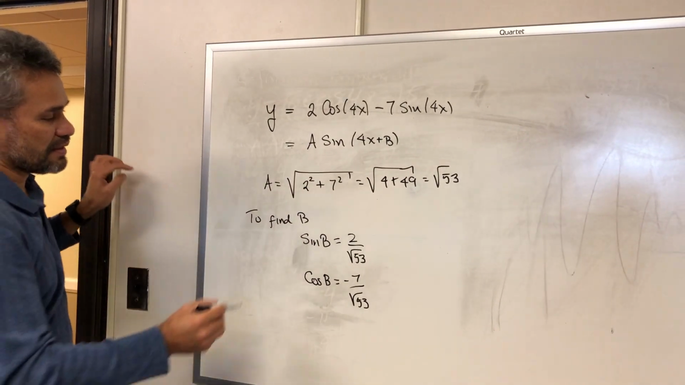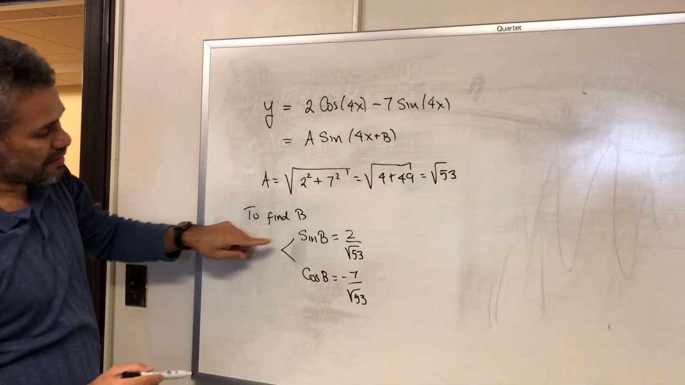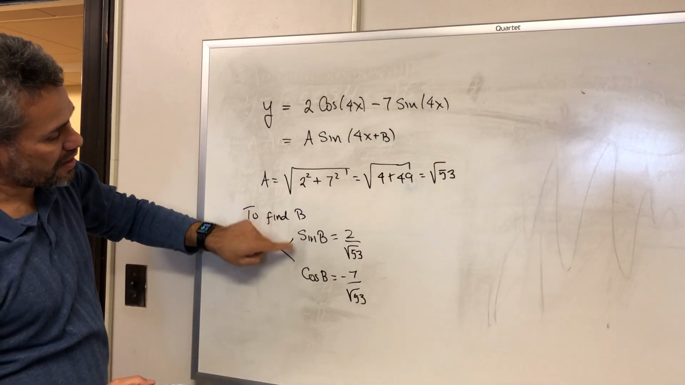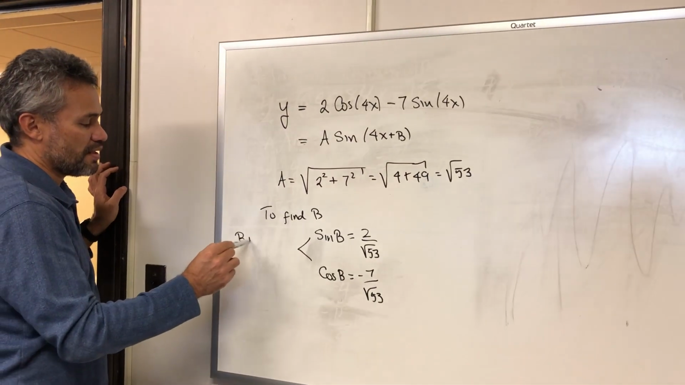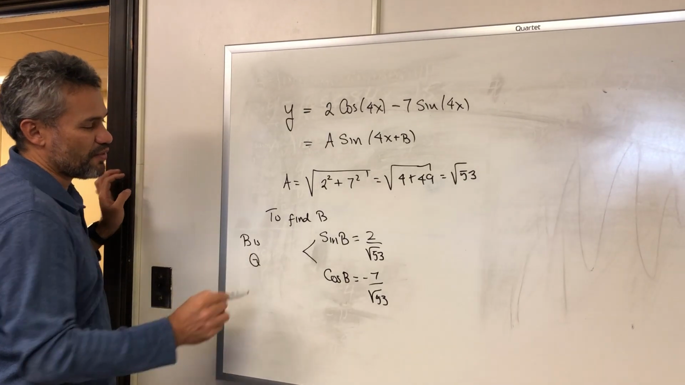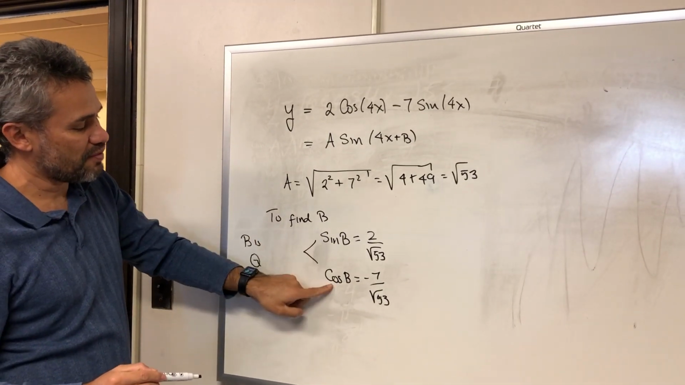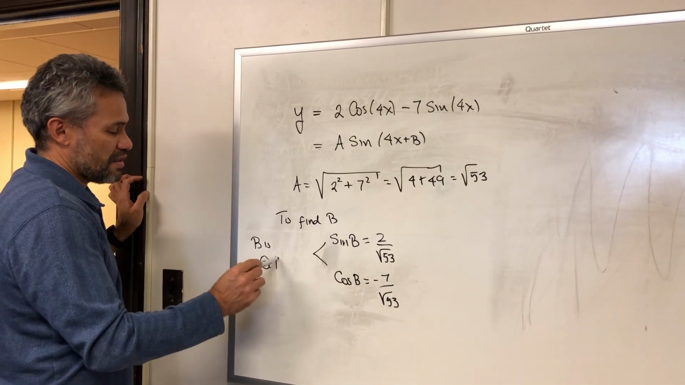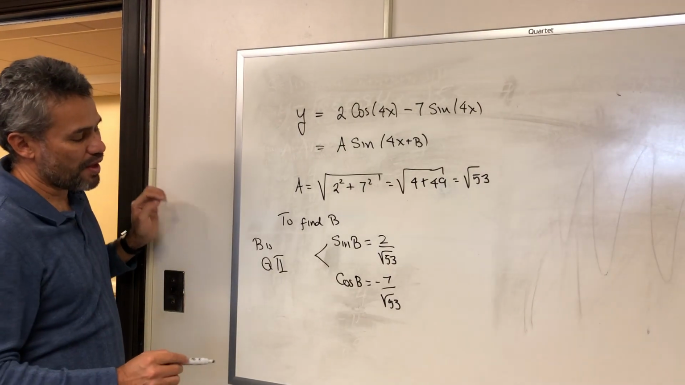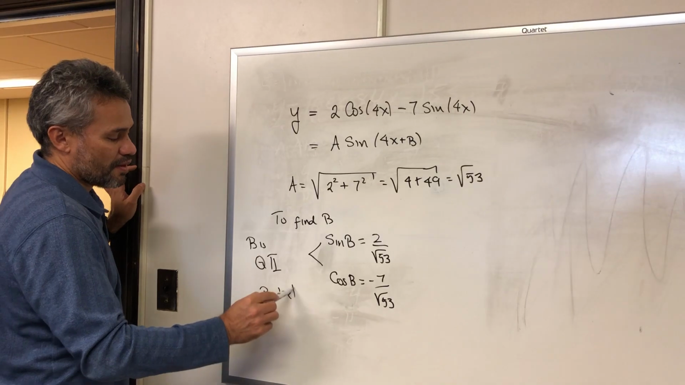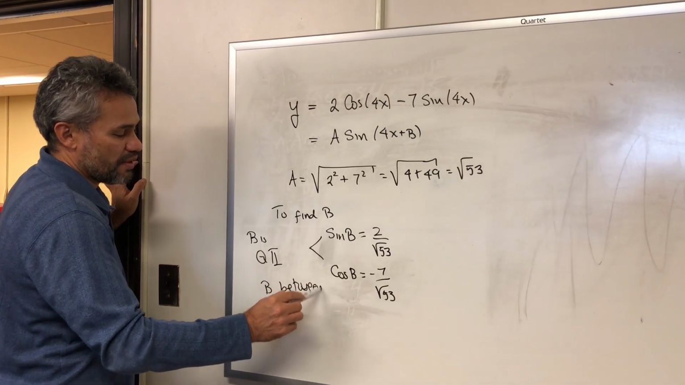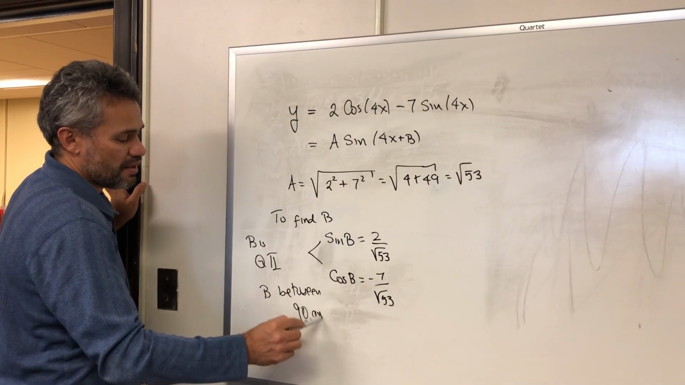Then we notice, by looking at the values, that sine is positive and cosine is negative. That means b is in which quadrant? Sine is positive and cosine is negative, so b should be in quadrant 2. That means b should be between 90 and 180.